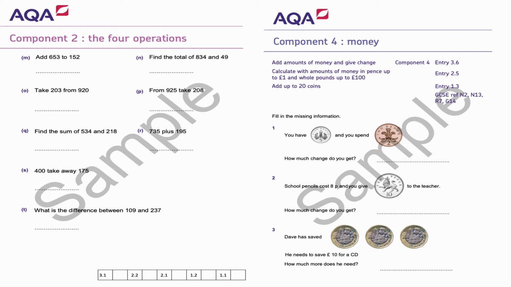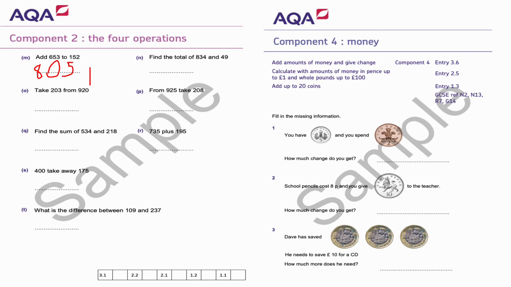Part M. Add 653 and 152. Well, 3 add 2 is 5. 5 add 5 is 10. So 0 carry the 1. 6 add 1 is 7. Add the 1. So it's 805. Okay, let's just delete that because it doesn't look like a 5 there. That's much better. Okay, part N.